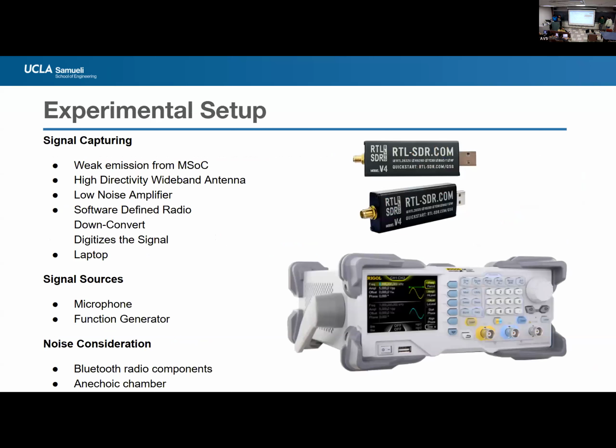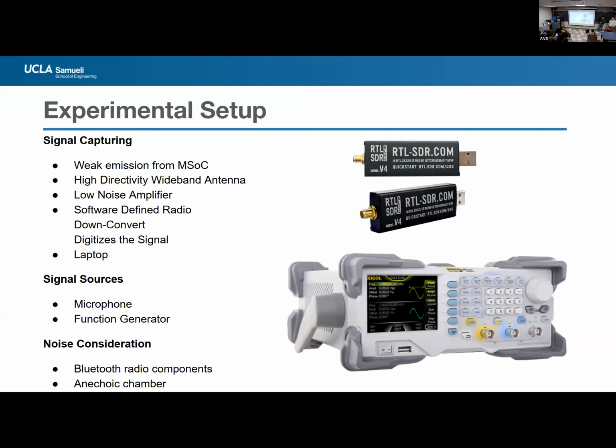So let's go through the experimental setup. Of course, the emissions from the MSOCs are weak, so the paper used a high directivity wideband antenna and a low noise amplifier combined with an SDR, which stands for software defined radio, in which the down conversion and digitization happen, and then all the data go through the laptop for pre-processing and analysis.